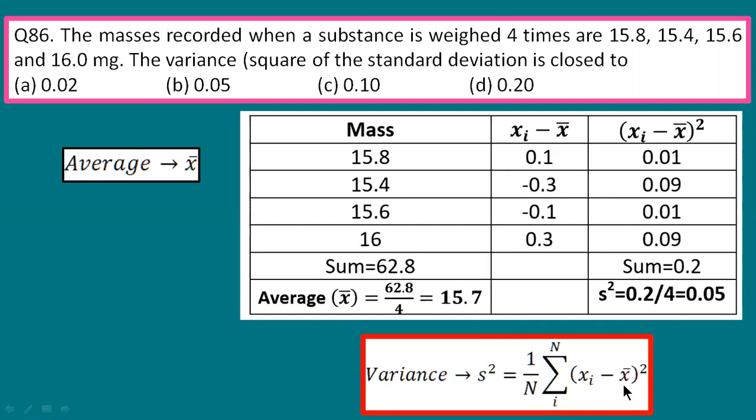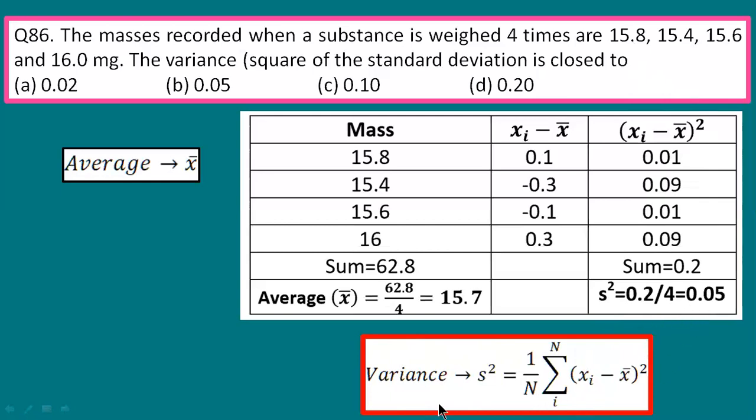In the formula I need xi minus x bar whole square, so I just squared it. Once you have squared it, you need to sum for all the i's, that means for all the values: 1, 2, 3, 4. If you sum, you'll get 0.2 in total. Now, in order to get the variance, I have to divide by 4.